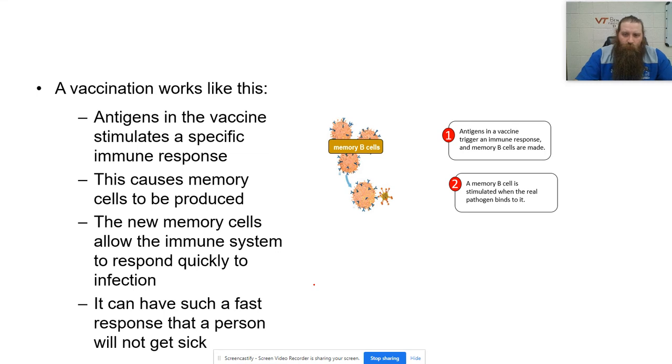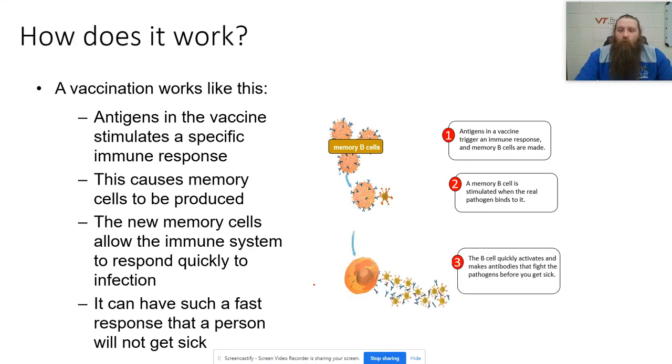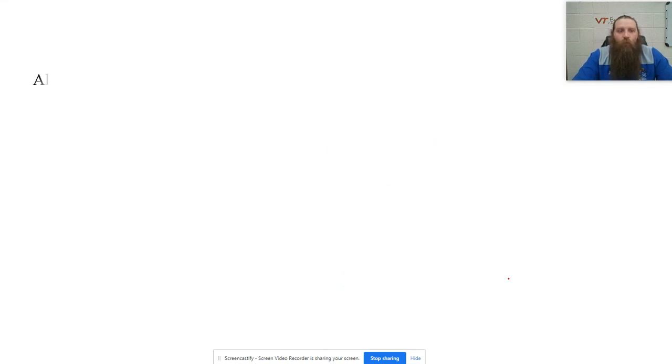The second thing that's going to go on is those stimulated memory B cells would bind to the real pathogen whenever you were exposed to it. The B cells can then activate to make antibodies, and that's going to fight the pathogens off before you get sick. Hopefully, all right, this is the key, before you get sick. If your immune system is up to par, then it will fight off those bacteria or those viruses before you even know you have the disease.